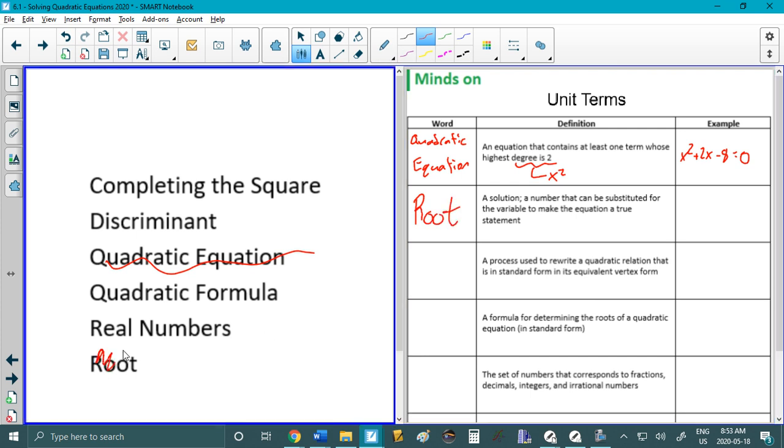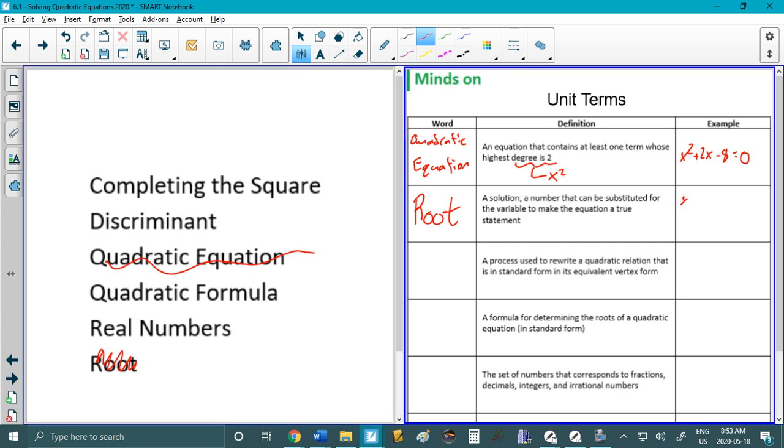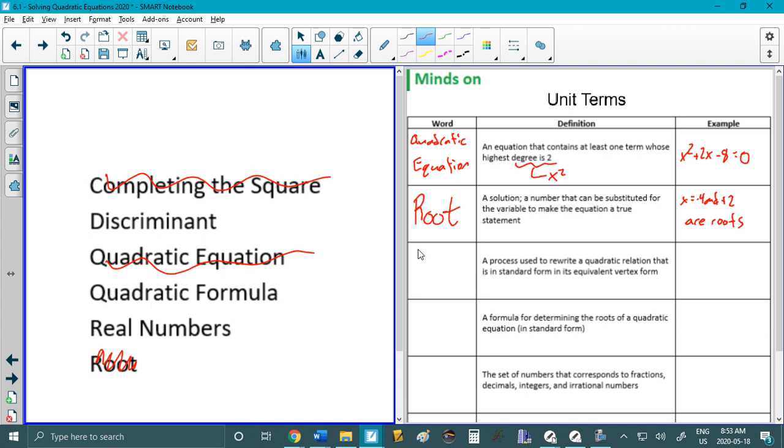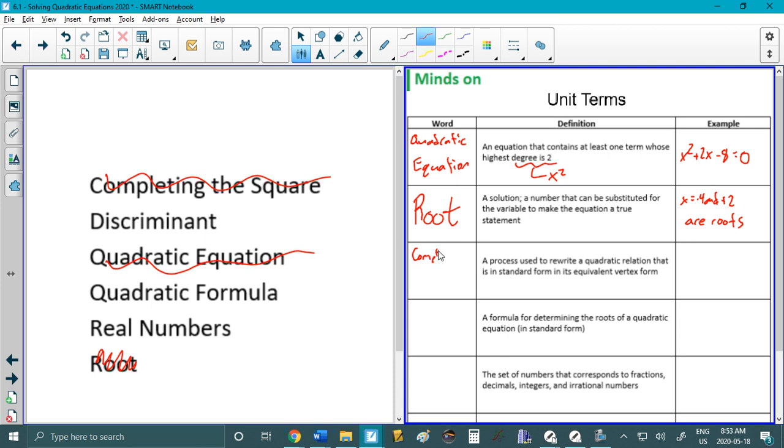You'll hear it a lot more in grade 11, 12, and university if you take math. This root comes up a lot. So here we would say x equals, what was it, -4 and +2 are roots. And I'm referring to the equation above. Next one, a process used to rewrite a quadratic relation in standard into vertex form. This is completing the square, and this is going to be an entire day in this unit.